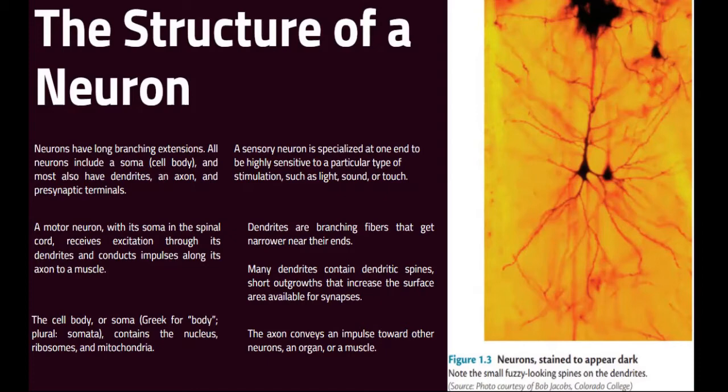The cell body or soma, Greek for body, and its plural form is somata, contains the nucleus, ribosomes, and mitochondria. Most of a neuron's metabolic work occurs here. The term axon comes from a Greek word meaning axis. The axon conveys an impulse toward other neurons, an organ, or a muscle.